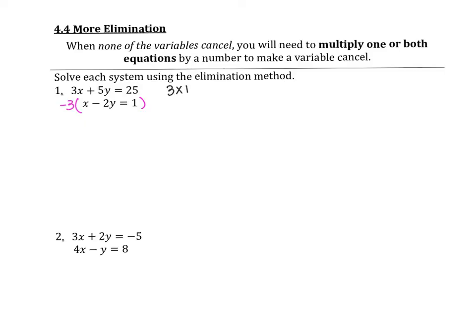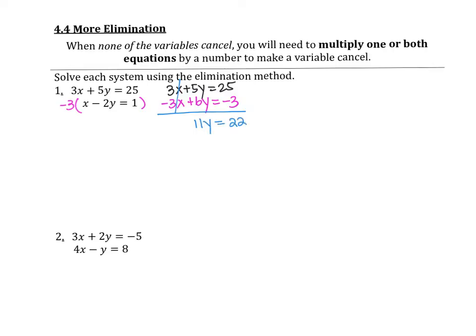So the first equation I did nothing different to. For the second equation, I'm going to multiply the entire thing by negative 3. So now I have negative 3x, negative 3 times minus 2y makes it positive 6y. Negative 3 times 1 is minus 3. If I've done this correctly, something should now cancel. Okay, if I look at this, 3x minus 3x, that cancels. 5y plus 6y is 11y. 25 minus 3 is 22.